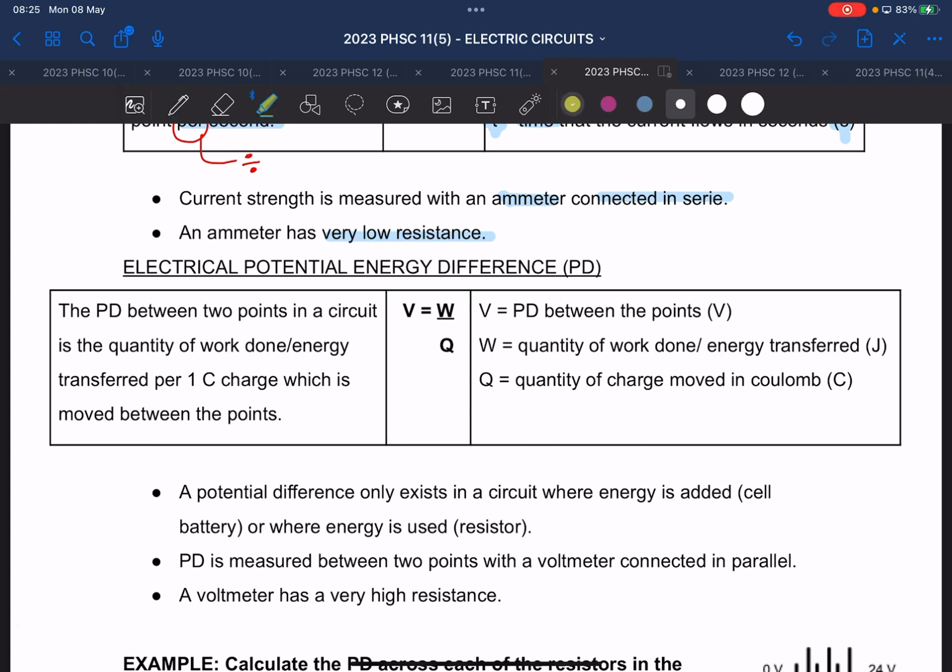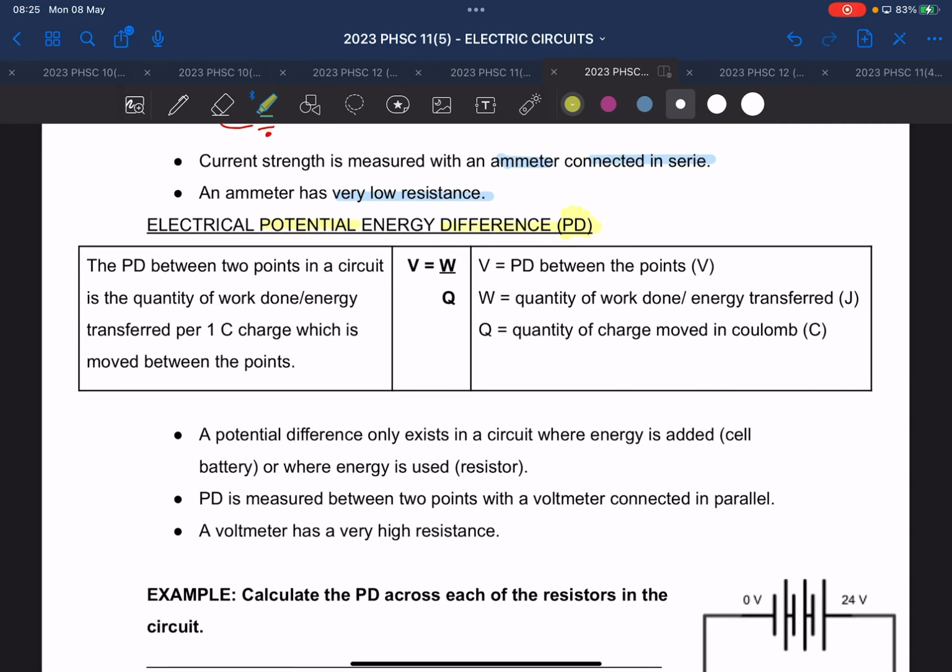Then we are at electrical potential energy difference, or potential difference, PD. It says there, potential difference between 2 points in a circuit is the quantity of work done or the energy transferred per 1 coulomb charge which is moved between the 2 points.